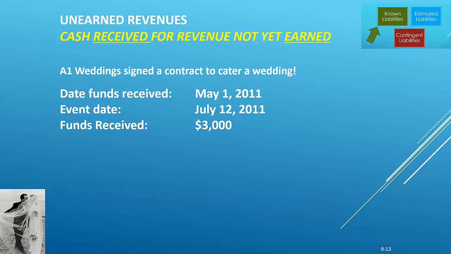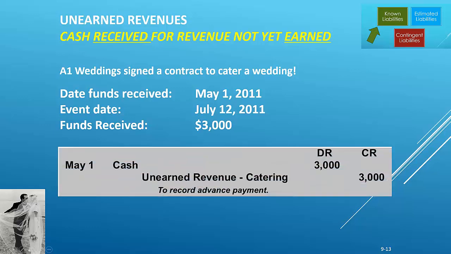An example I give you is there's a catering company out there and they've signed a contract to cater a wedding that's going to be happening. So the funds are received on May 1st. Okay, this is kind of old, for 2011, and they're not getting married until the 12th, but they received $3,000 in advance, which is a very common thing to pay them before the wedding to commit, so that they know that they're actually going to cater the wedding. So anyway, that is what we call deferred revenue on the part of the caterer.